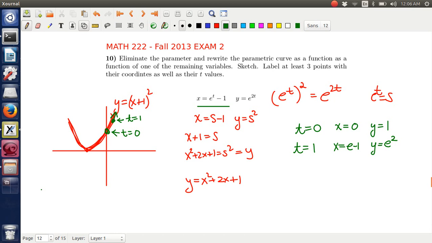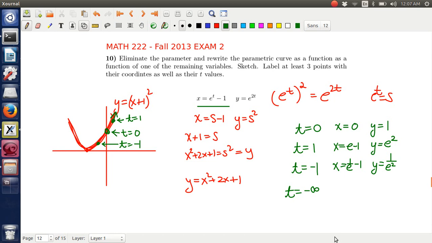Great. So let's try going backwards. t is equal to -1. Then x is going to be 1 over e minus 1, and y is going to be 1 over e squared. Okay, so y is going to get smaller, and x is going to get negative. So x is kind of like 1/3 minus 1, so it's moving its way backwards, and so it's going to be somewhere like over here.